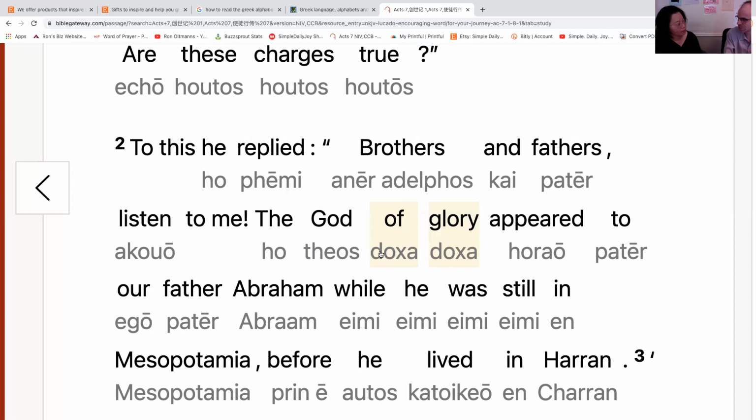a bunch of Jews, to his fellow brothers and fathers, he is taking them back to the roots of our faith. And the rest of his message here in Acts 7 is very much rooted in saying, look, what I believe in is not some new teaching. It actually goes way, way back to the roots of our faith.